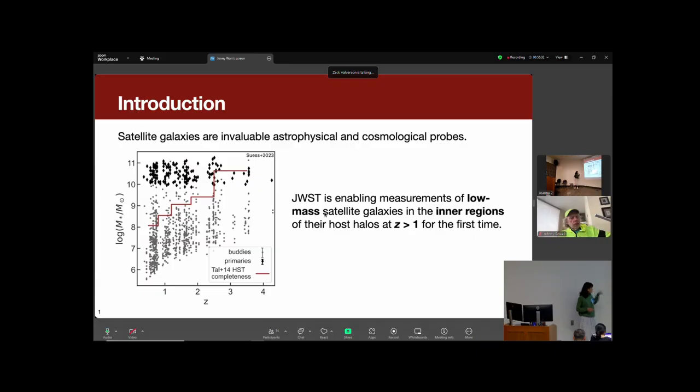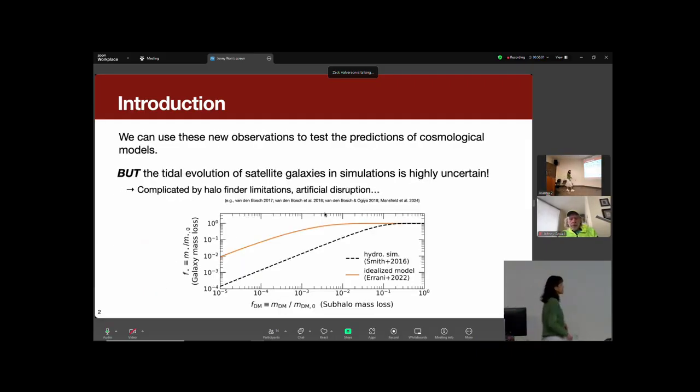And as you can clearly see, the little gray dots are the satellites. We're probing stellar masses that are well below the original completeness thresholds of HST, which means that we're entering this fundamentally new regime where we finally have these statistical samples of dwarf galaxies in the inner regions of their host halos at high redshift for the very first time. And this is super exciting because we can use these new data to test our predictions from cosmological models and our models of galaxy formation.